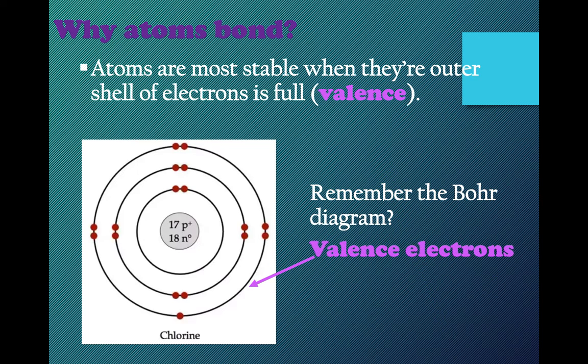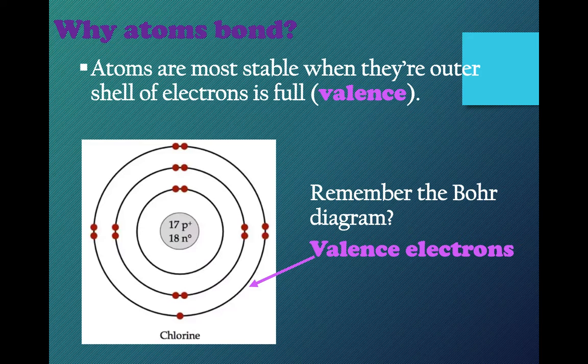Atoms bond because it has to do with their valence electrons. Now we should note here that some of this stuff is a review from what we went over in 9th grade. Like a Bohr model, a Bohr diagram, that's a big thing we do in 9th grade. If you don't quite remember what a Bohr model is, that's okay. You're not going to have to draw those at all.